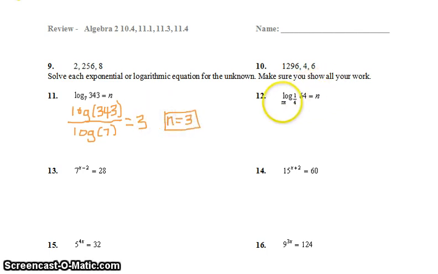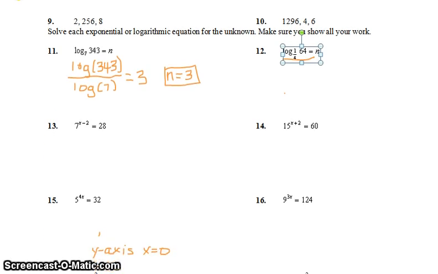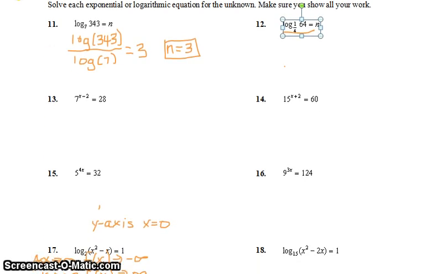So if the values are known, like in number 12, you don't have to worry about doing any conversion. You just type it in or use the change of base theorem. Question numbers 13 and 14 look like your homework from 11.3. So we're just going to go through one of those and then one of 15 and 16.